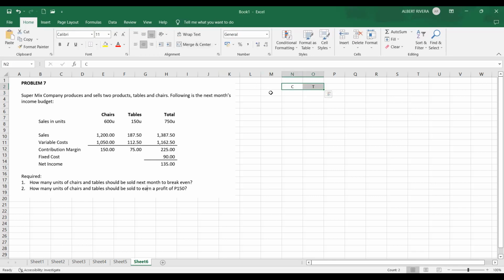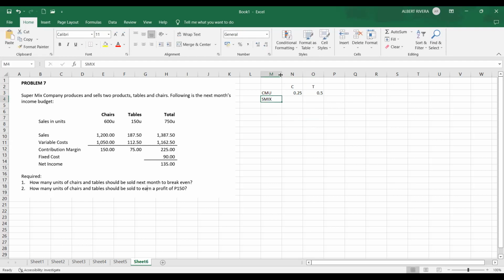And the CM per unit of chairs, that is equivalent to 150 CM per unit. So 150 divided by 600. So this is 150 divided by the 600 units of chairs. And this is 0.25 CM per unit for chairs. While the CM per unit for the tables is the 75 divided by 150. So this is 0.5.